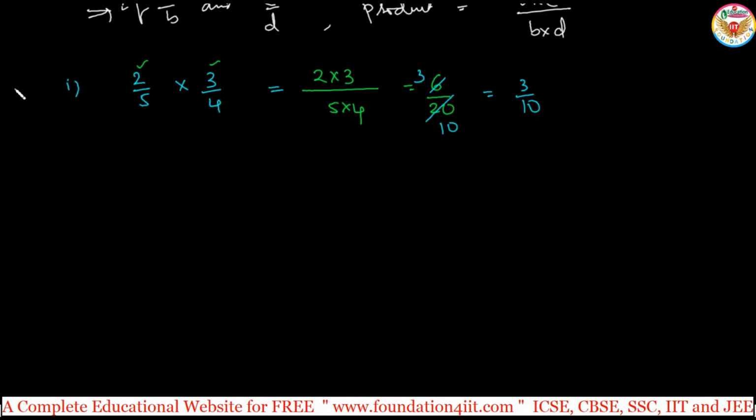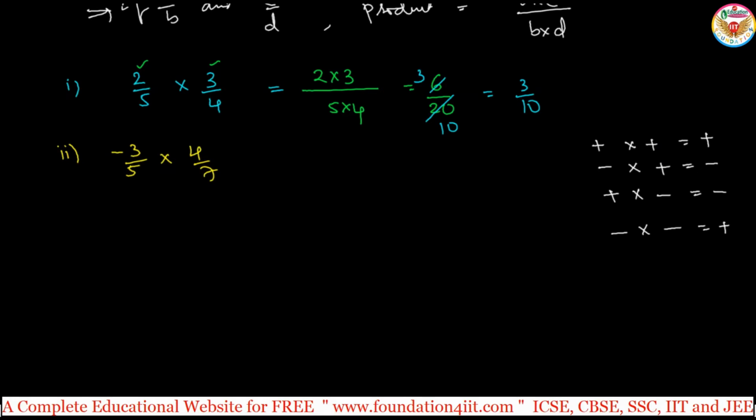Whenever there are negative and positive numbers, we should be careful. For example, minus 3 by 5 into 4 by 7. You need to multiply using the simple rule: minus into plus is minus, and plus into minus is also minus. Only when both are positive we get positive, or when both are negative we also get positive. Here one is negative and one is positive, so we get negative. Both plus or both minus gives positive.